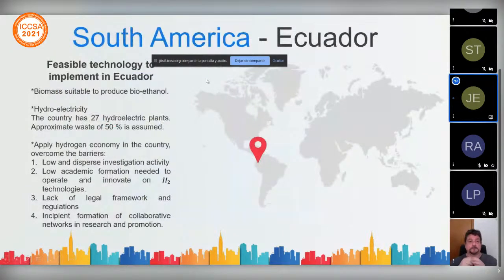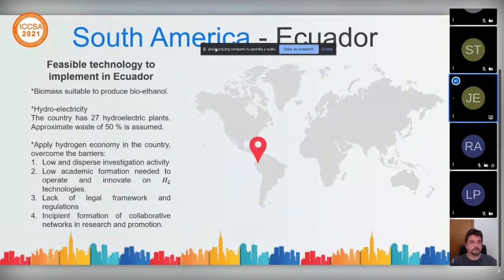What about South America and Ecuador? The feasible technology to implement in Ecuador: biomass is suitable to produce bioethanol. Hydroelectric is another way. The country has 27 hydroelectrical plants. However, approximately 50% of the energy is wasted. To apply a hydrogen economy in the country, we must overcome the barriers. First, low and dispersed research activity. Second, low academic formation needed to operate and innovate on hydrogen technologies. Third, the lack of legal framework and regulations. And finally, the incipient formation of collaborative networks in research and promotion.